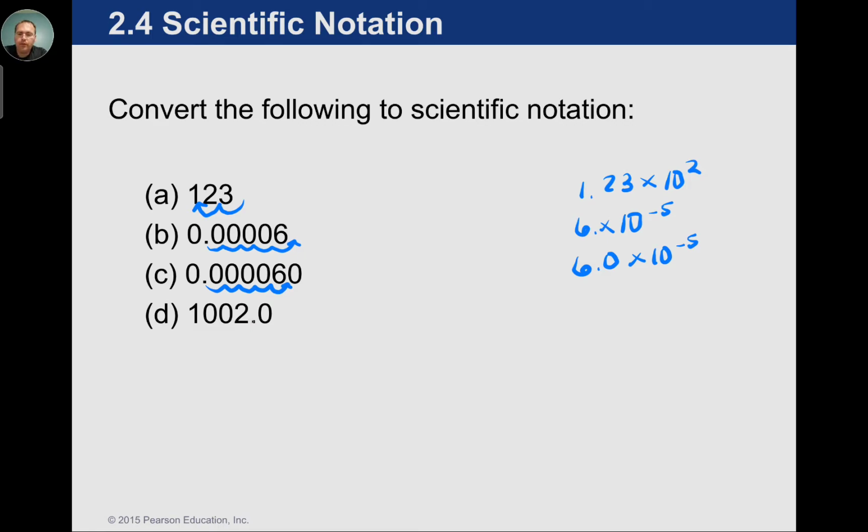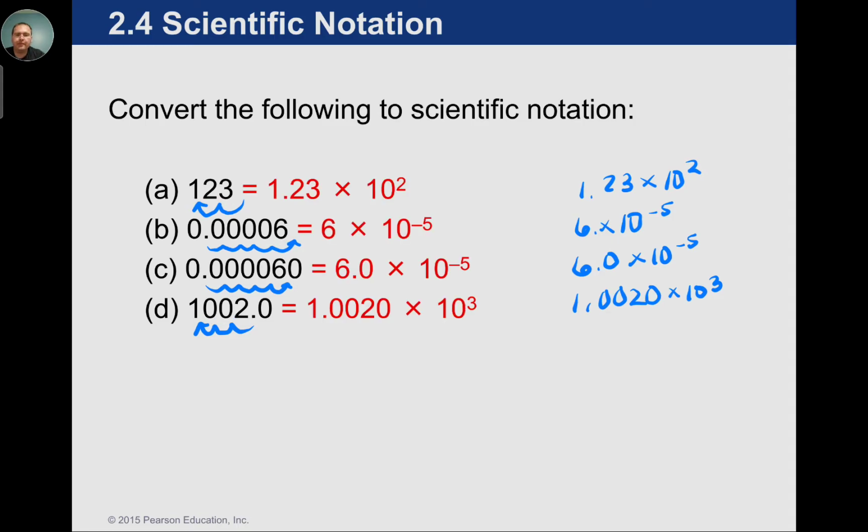And then over here we have a large number, so we're going to go to the left, 1 space, 2 spaces, 3 spaces. So now we're going to have 1.002, keep the last 0 because it was trailing, times 10 to that 3rd space. And that's what we wanted.